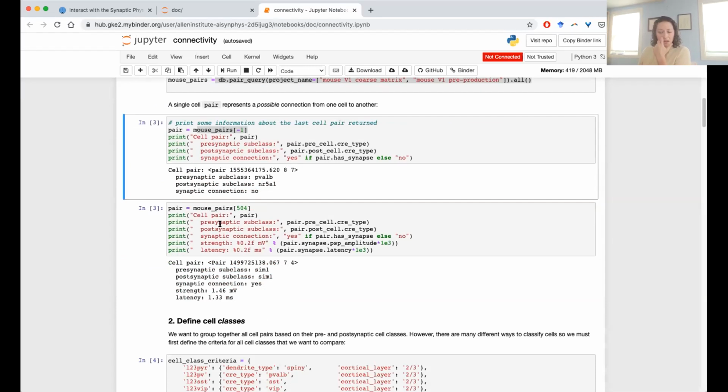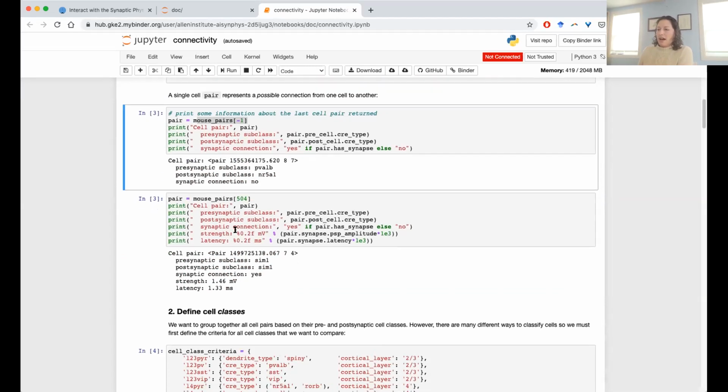If we pulled out another pair, in this case, I knew it was pair number 504, we can see that this was a pair in which it was a SIM1, a layer 5 ET type, SIM1 to SIM1 pair. And in this case, there was a connection between them. And so then we can explore more things about it.